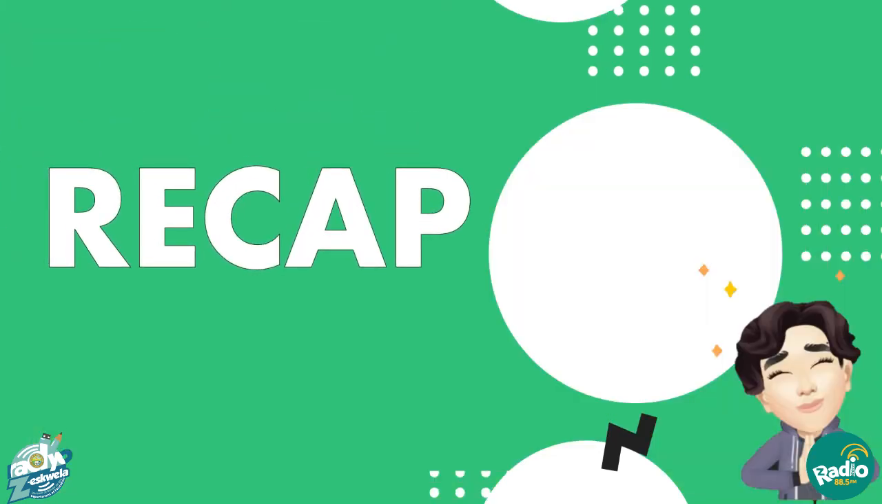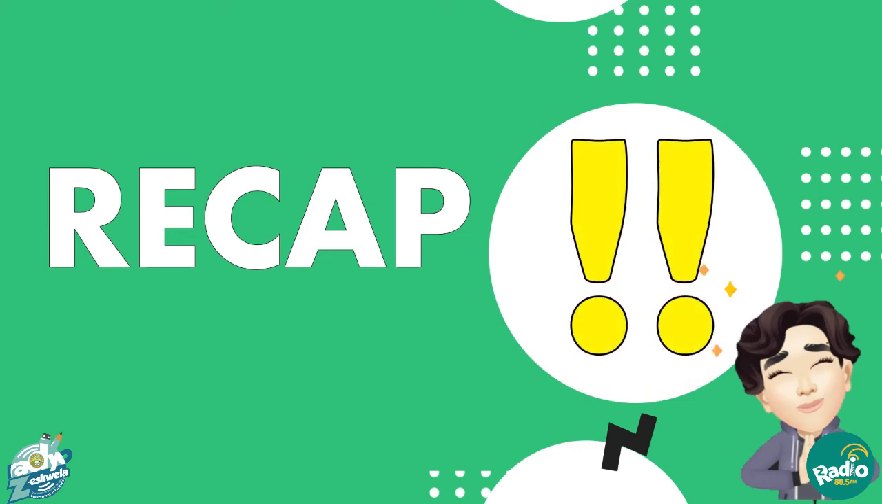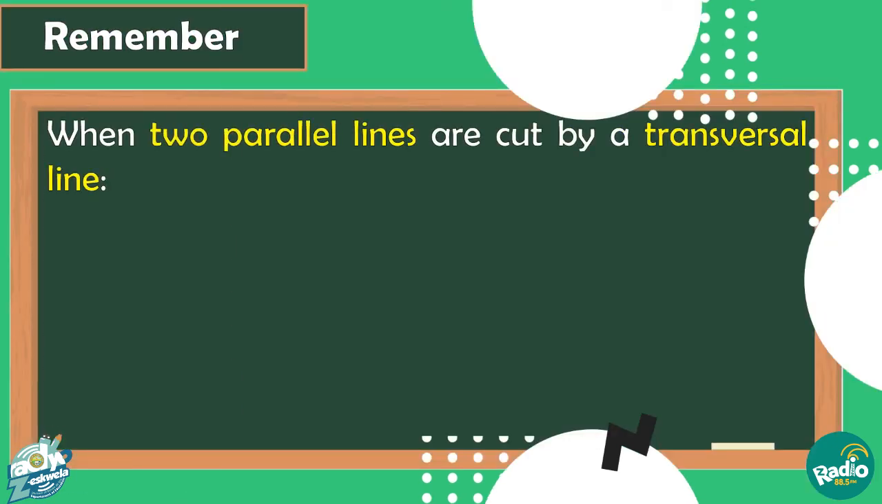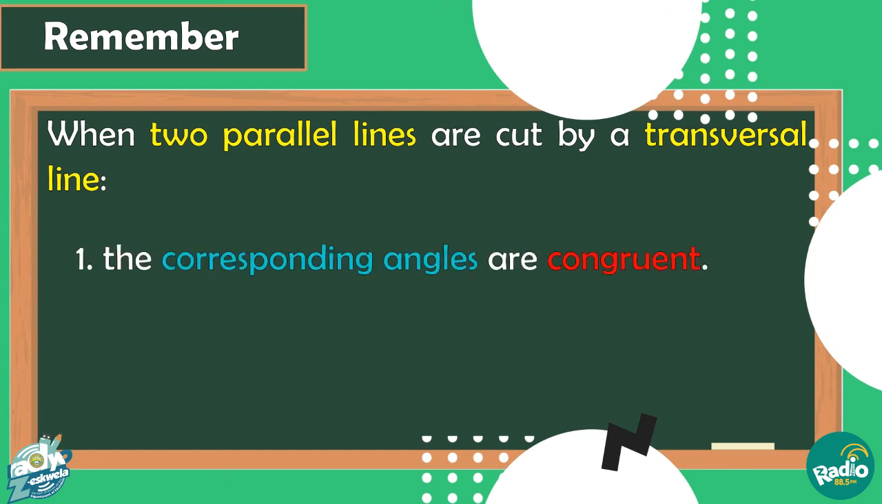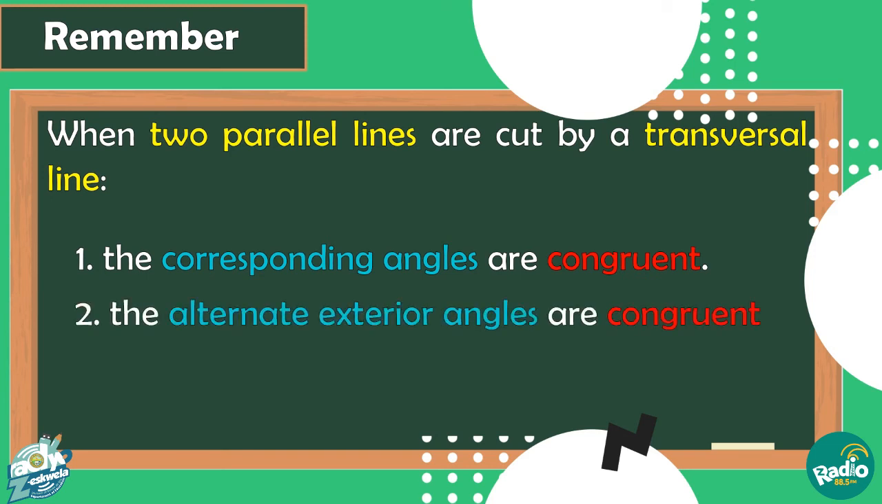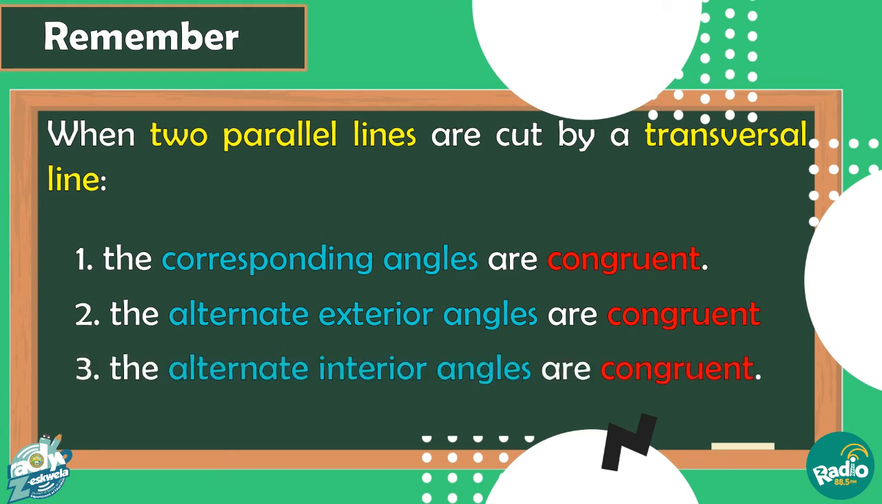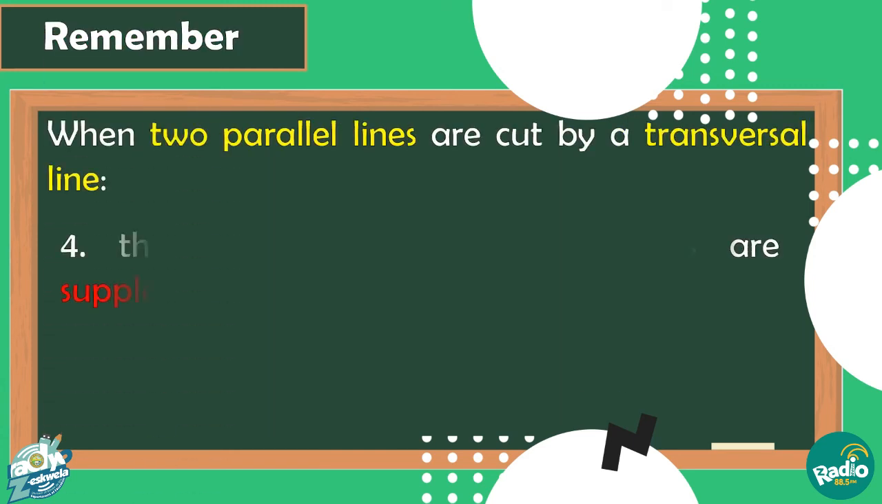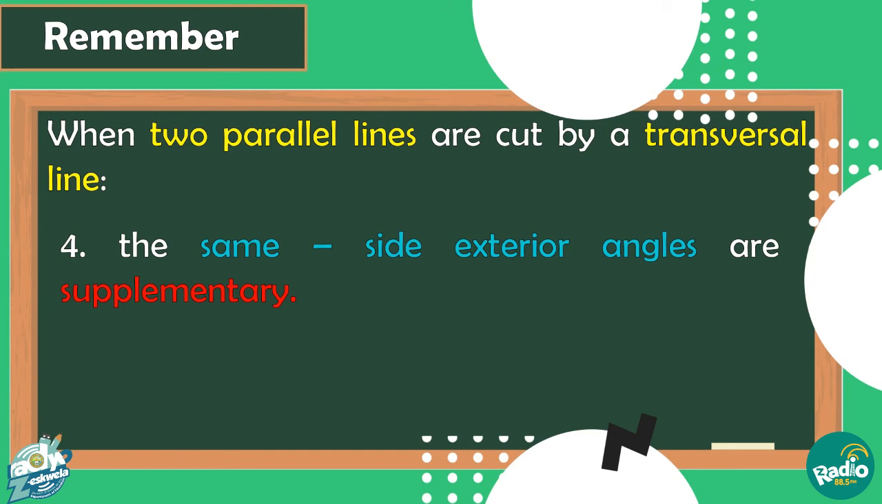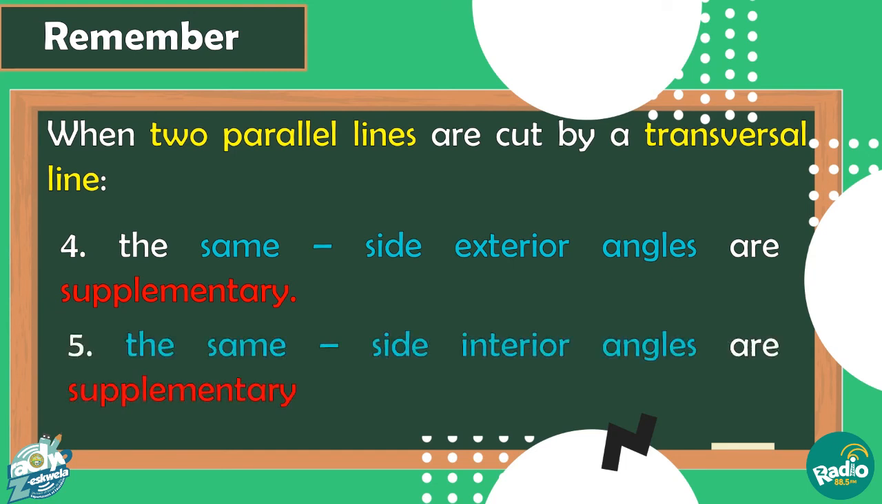Great job, students! This time, let us have a recap. Remember, when two parallel lines are cut by a transversal line, the corresponding angles are congruent. The alternate exterior angles are also congruent, and the alternate interior angles are congruent. Next, the same side exterior angles are supplementary, and the same side interior angles are supplementary.